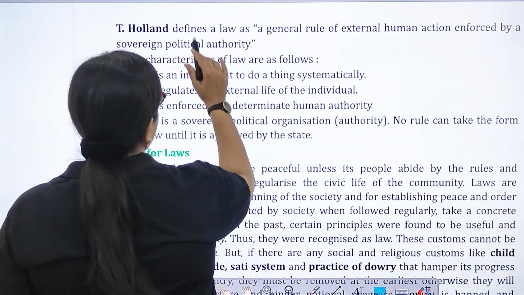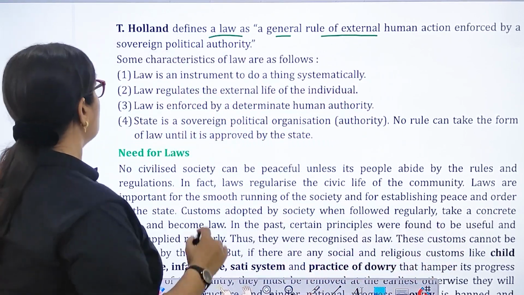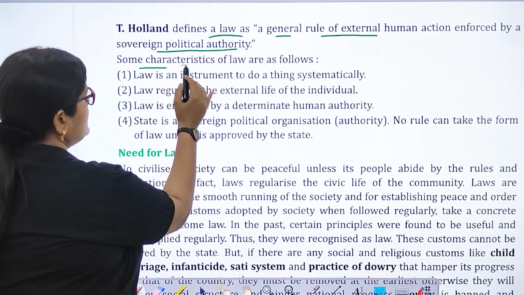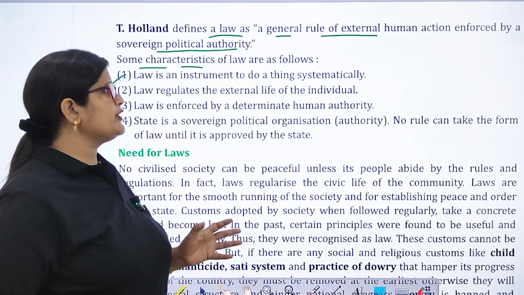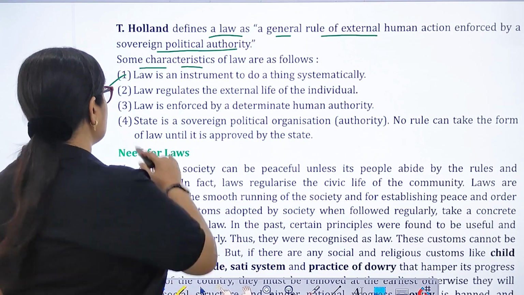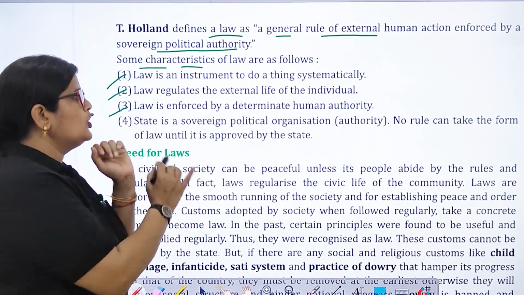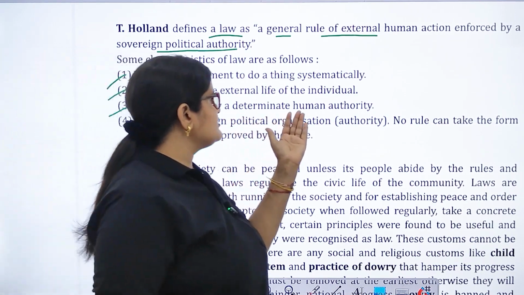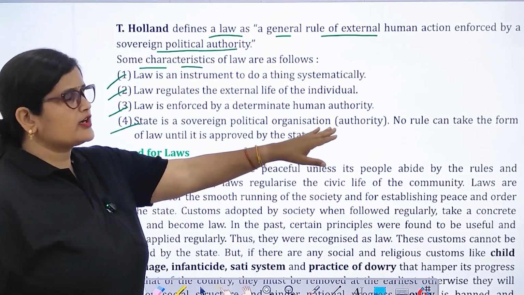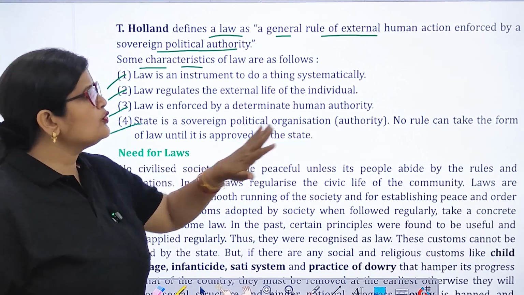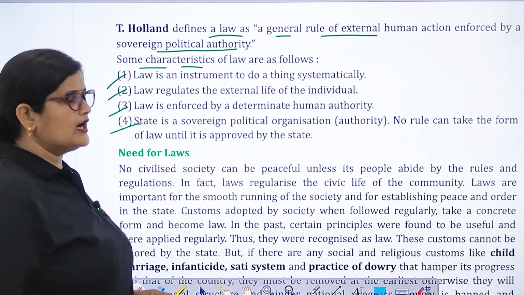T. Holland defines a law as a general rule of external human action enforced by a sovereign political authority. Some characteristics of law are as follows. 1. Law is an instrument to do a thing systematically. 2. Law regulates the external life of the individual. 3. Law is enforced by a determined human authority. State is a sole political organization. No rule can take the form of law until it is approved by the state.